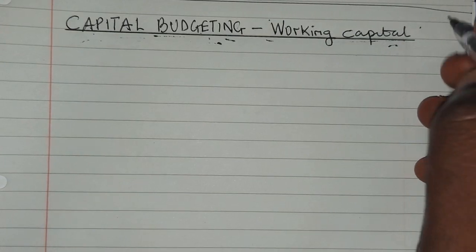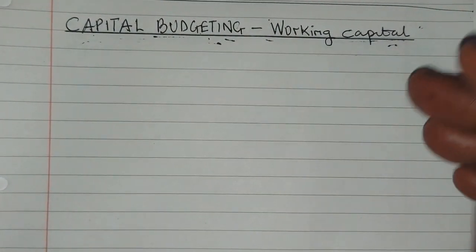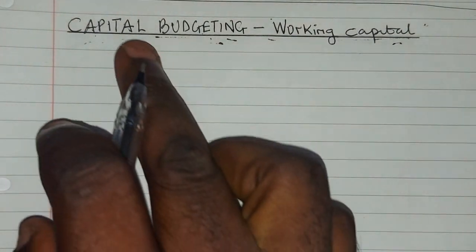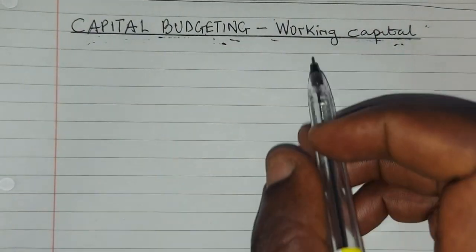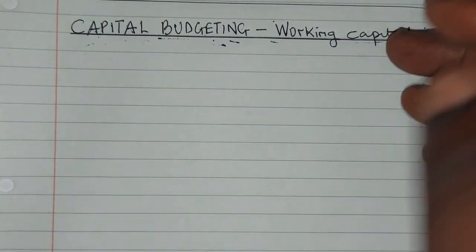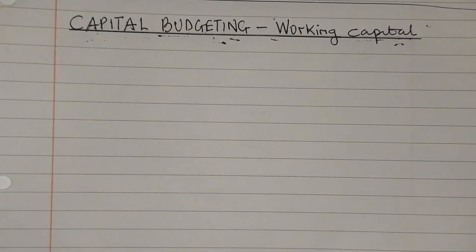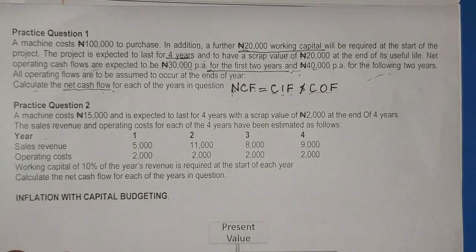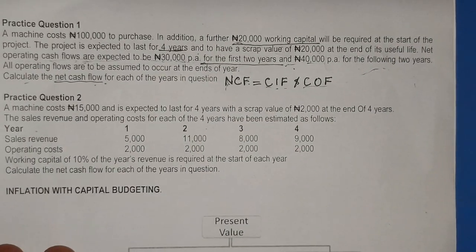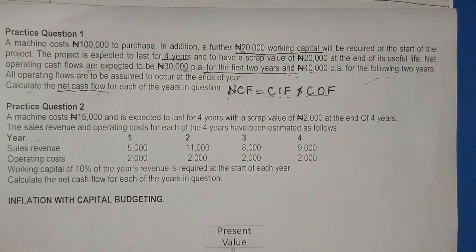Ordinarily, we know that working capital is the difference between current assets and current liabilities. But as regards capital budgeting, working capital refers to the cash that is needed to finance the project. All right, now let's look at this question. I want you to pause this video and read through question number 1. If possible, please write it down.